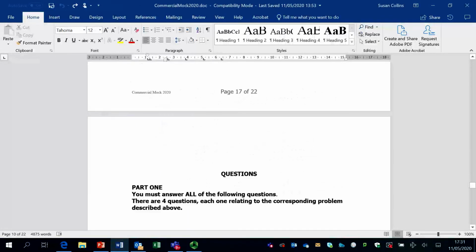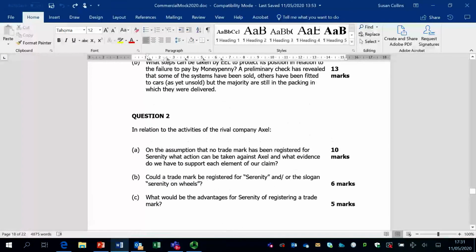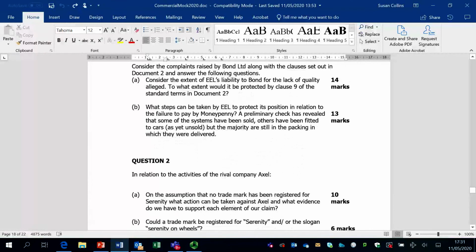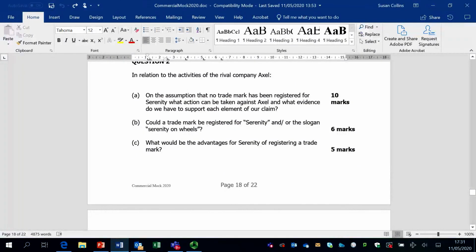Let's move on then to question 2. Question 2 is asking about the activities of the rival company Axel. So we've dealt with these questions in relation to the terms and conditions. This is a completely different issue now. Rival company Axel, on the assumption no trademark's been registered, what action can be taken against Axel, and what evidence do we have to support each element of our claim?